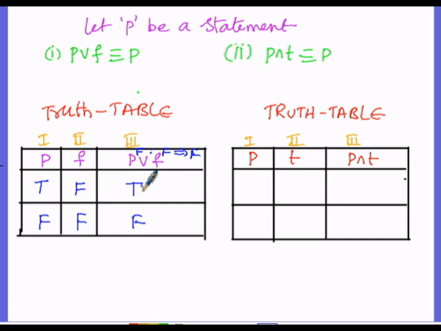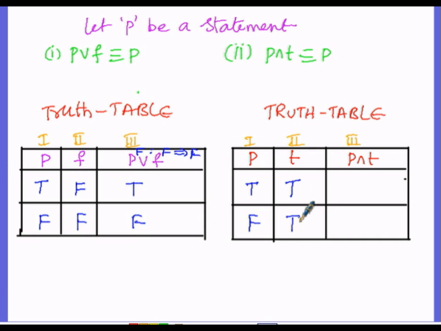Now, similarly, let us find out the truth table of P and T is identically equal to P. When we suppose a single statement, the truth values will be either true or false. But in the second case it consists of T, therefore the two statements will be true itself.